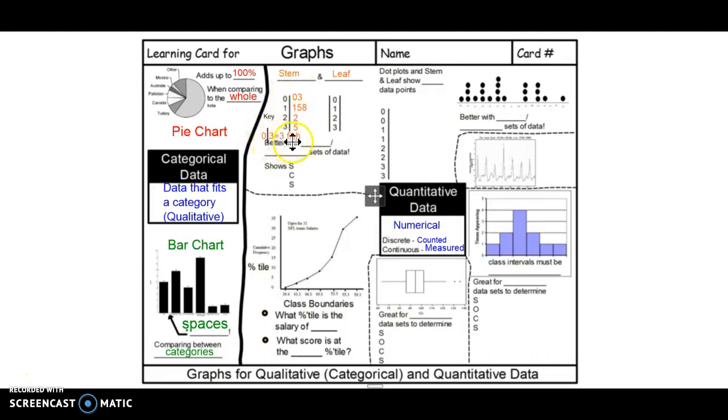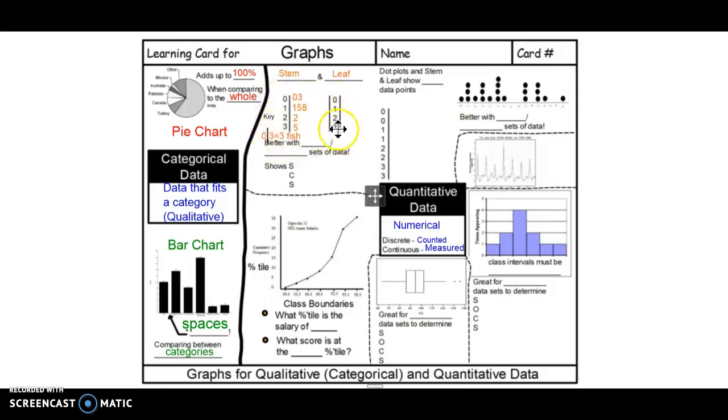I squeezed the key in over here. There's not a lot of room, but what this tells me is the 0|3 equals 3 fish. And in this key, you can tell that we have a little bit of context, and we can tell what's happening here. So this would be 22 fish, 11 fish, 15 fish, 18 fish, 35 fish. So this gives you an idea of how you can use this stem and leaf plot.